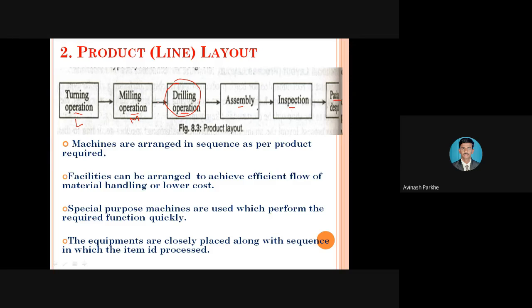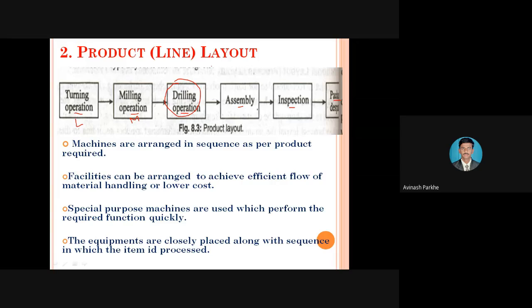And if the production line gets stopped, your production time increases, production cost increases, and automatically it will affect your total productivity. Therefore, if any breakdown of a machine takes place, at that time you have to stop the total production line, and this is the major disadvantage of this particular product layout or the line layout. Then capital investment is also very high.